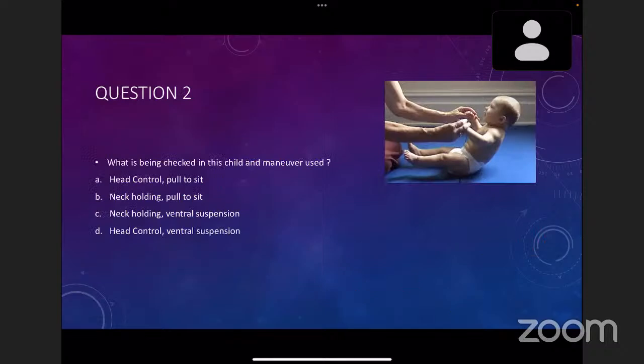So the answer for this will be A and B. Both are correct: head control, and the maneuver is pull to sit, neck holding. So both options A and B are right.